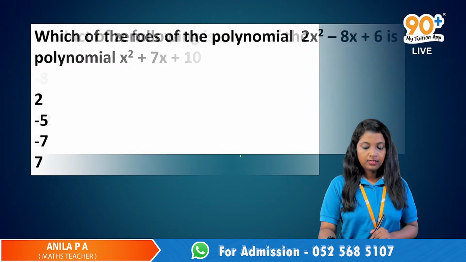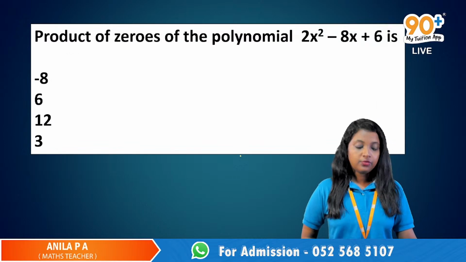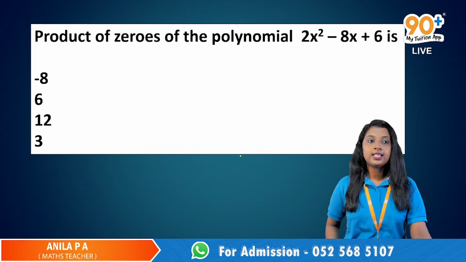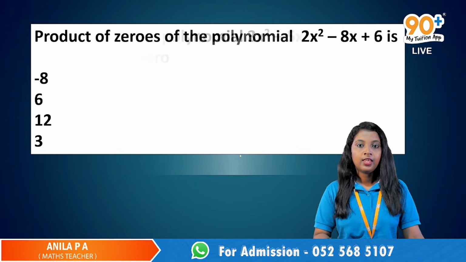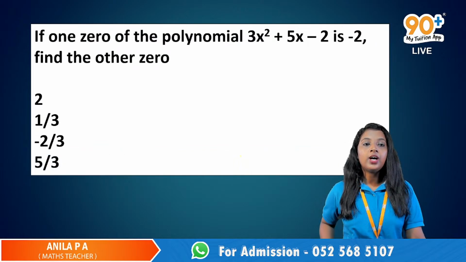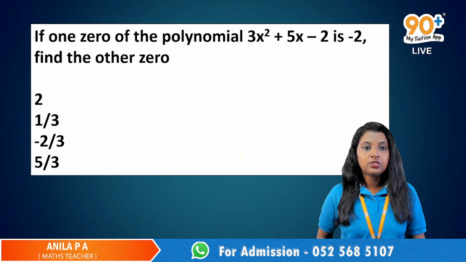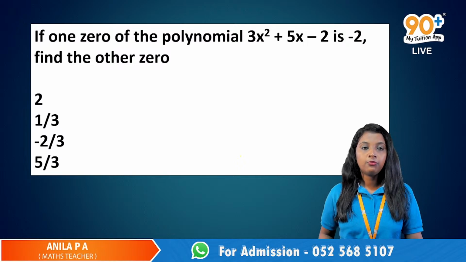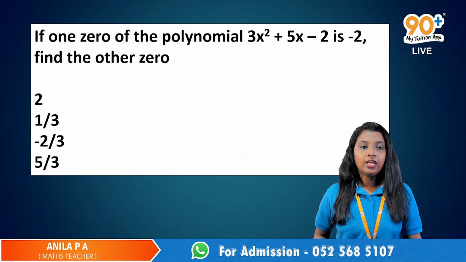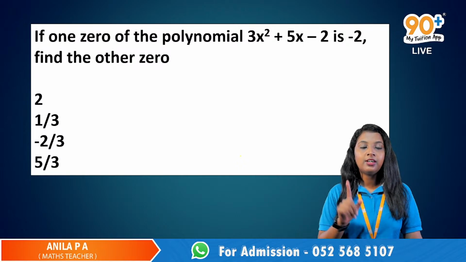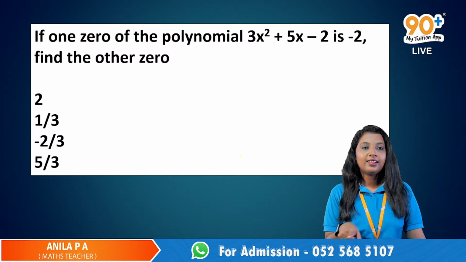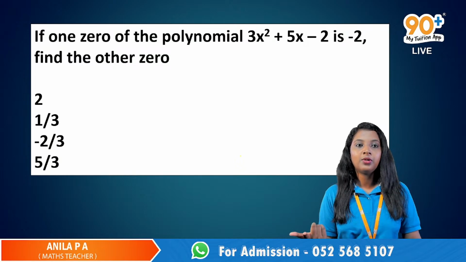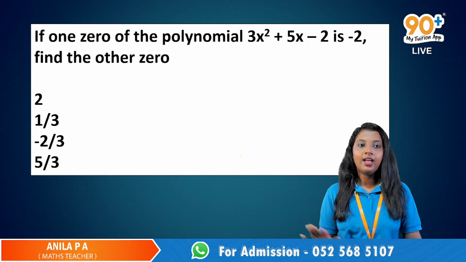Then, product of zeros of the polynomial 2x square minus 8x plus 6 is. Then if one zero of the polynomial is negative 2, find the other zero. One zero is given, you have to find the next zero. Here also trial and error method, or the other one, you have these relations, sum of zeros, product of zeros. So one number is there, what about the other one? Sum of zeros is something, and that's it.